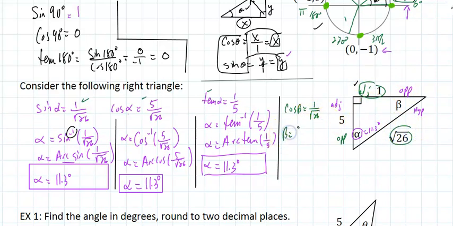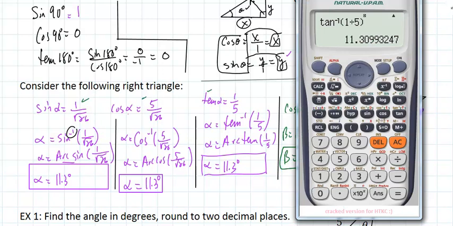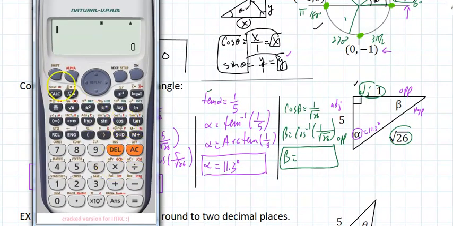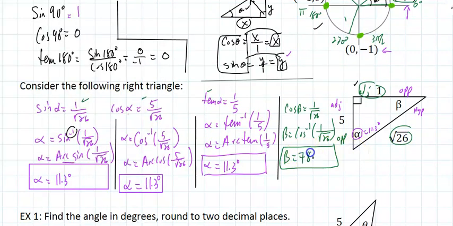So beta would be the inverse cosine of 1 over the square root of 26. If I go on my calculator and find the inverse cosine of 1 divided by the square root of 26, 78.7. Of course, I could have said beta is really 90 minus 11.3, but I just want you to practice using the calculator and figuring out that it doesn't matter what you use.